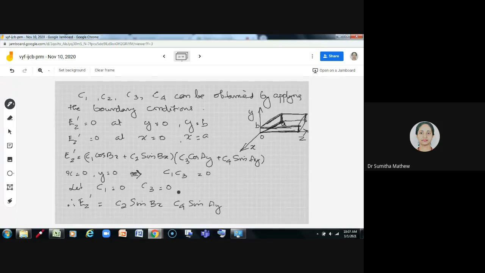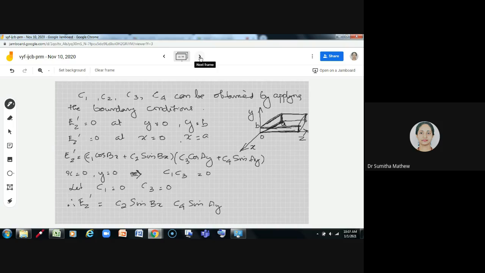Okay, you can make your process simpler. So we will just assume either one of them should be 0. There is nothing wrong in assuming that both are 0. So we assume that both constants C1 and C3 are 0 as their product is 0. So what do we get? C1 is 0, C3 is 0, which means the expression becomes C2 sin bx into C4 sin ay. Okay. C2 sin bx, C4 sin ay.